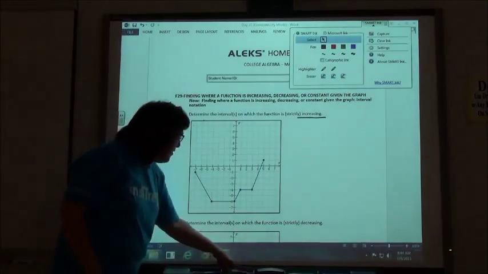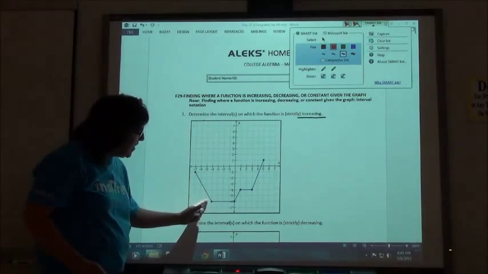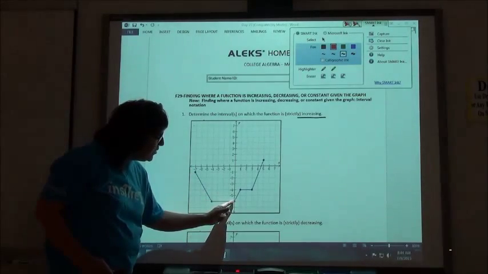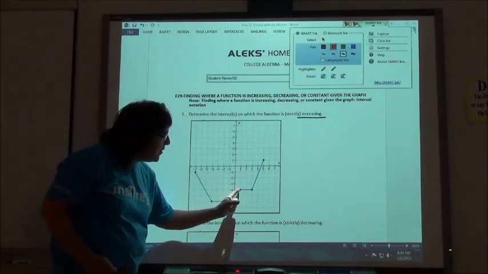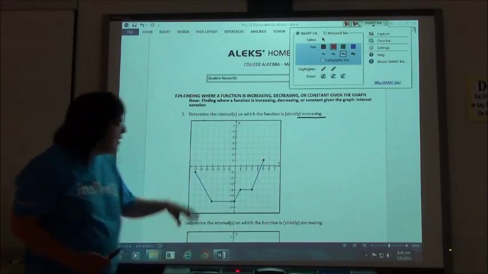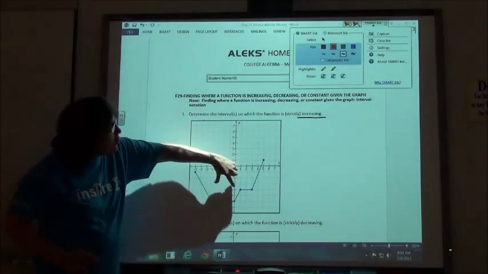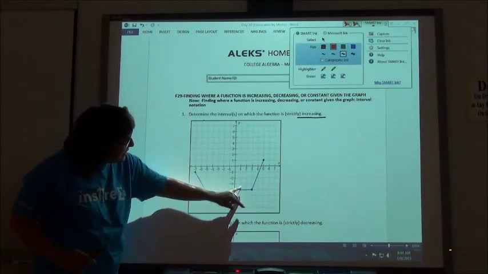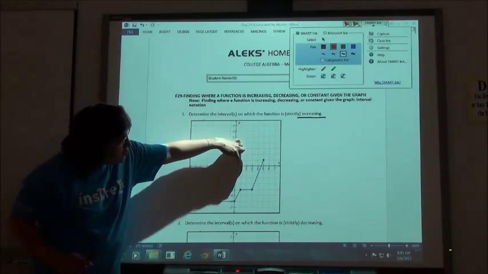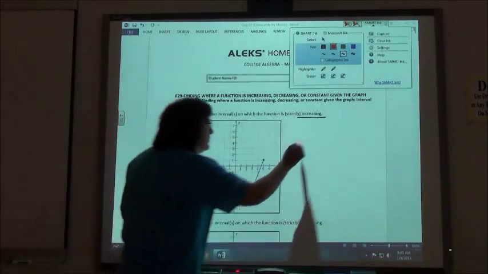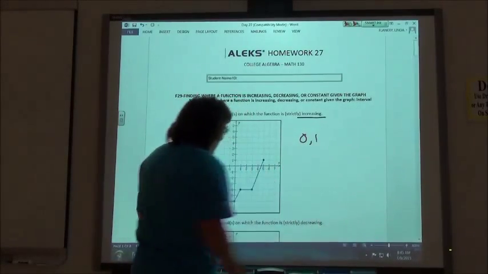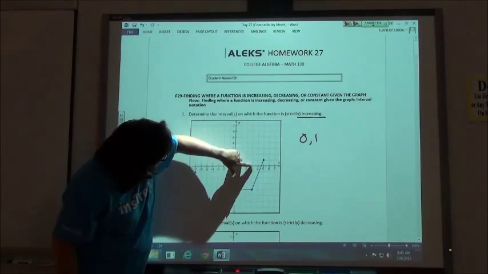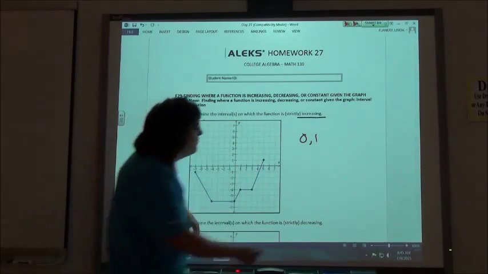So if I look at my graph, it's decreasing here, constant here, it's increasing from here to here, constant, and then increasing. When you're looking at the section, you're looking at the domain. So this section that's increasing is from the 0 to the 1. This section is from 3 to 5.